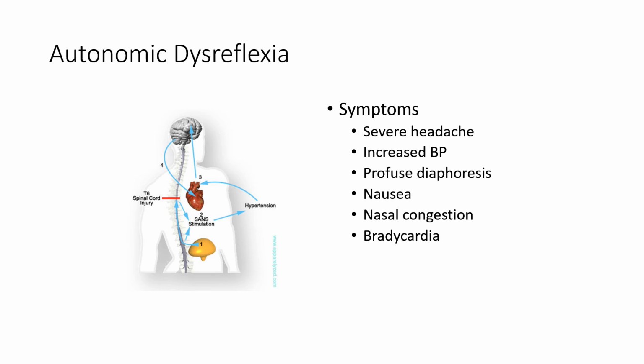The first thing we want to do is to raise the head of their bed. This will decrease their blood pressure. Secondly, we want to start looking for the source of the stimuli. Many times it is a distended bladder, a Foley catheter that has become clogged or has become kinked off for some reason. For some patients, it's a bowel impaction, and if they can get their bowel disimpacted, their symptoms will resolve.